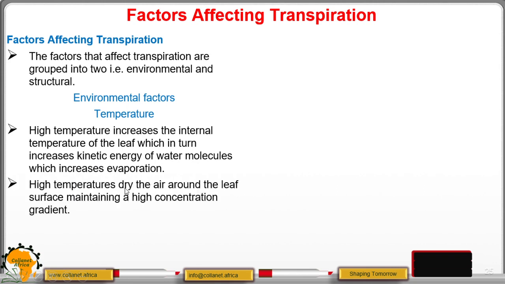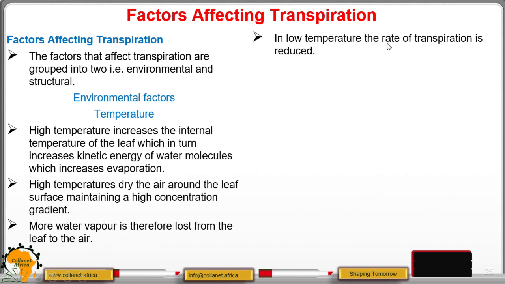High temperatures dry the air around the leaf surface, maintaining a high concentration gradient. And remember, a concentration gradient is the difference between the region of high concentration and the region of low concentration. So if there is a high concentration gradient, that means more water vapor is lost from the leaf to the air. In low temperature, the rate of transpiration is reduced because there is a low concentration gradient.